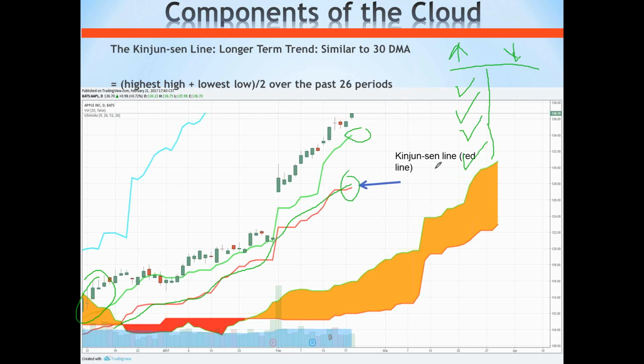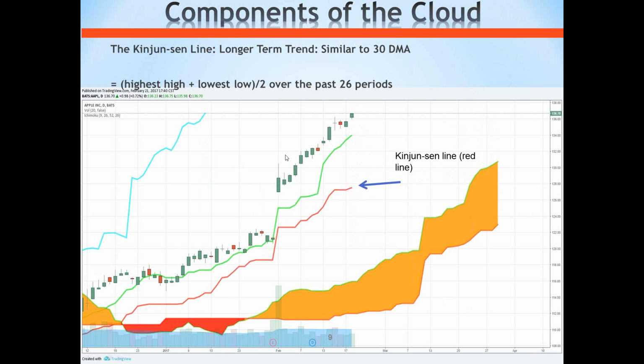So as you can see, we can build these checklists using the Ichimoku cloud and a more and more complex analysis. When we add these components, they give us more things to check against each other to determine the strength of trend, okay? So let's move on to the next component.